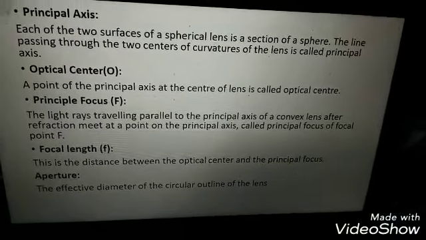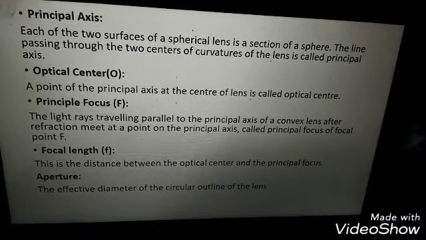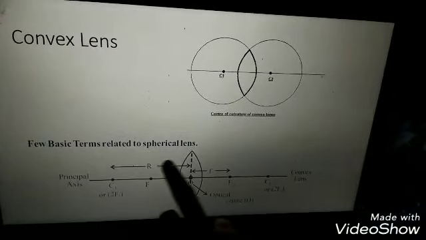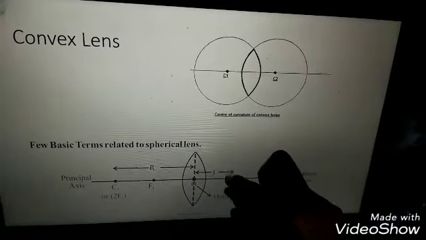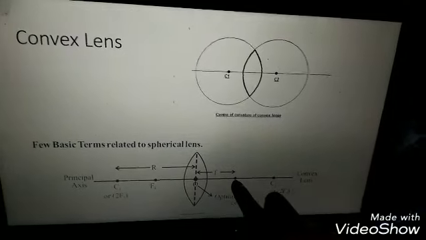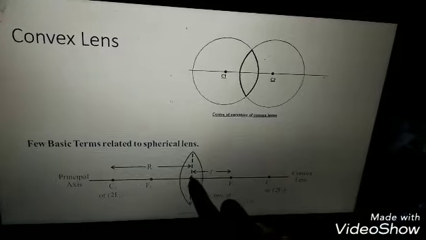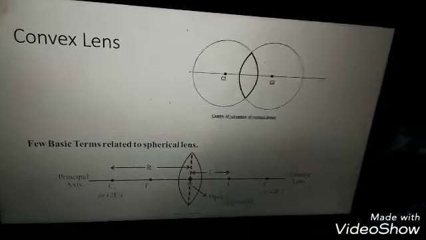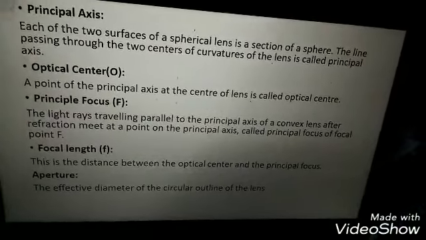Next one is the principal focus. The light rays traveling parallel to the principal axis, after refraction, meet at a point on the principal axis. When the light rays travel from one side, after converging, you saw that a convex lens is a converging lens, all the light rays meet at one particular point on the principal axis. This point is called the principal focus. And you already know that the distance between the optic center and the principal focus is the focal length.